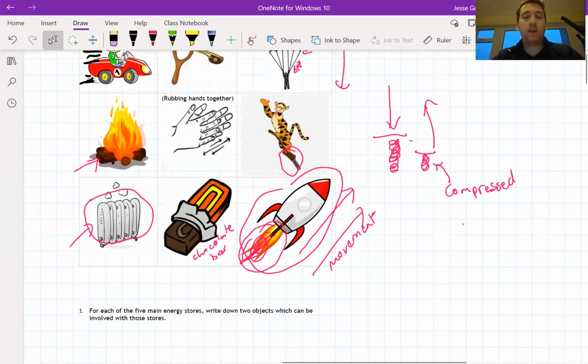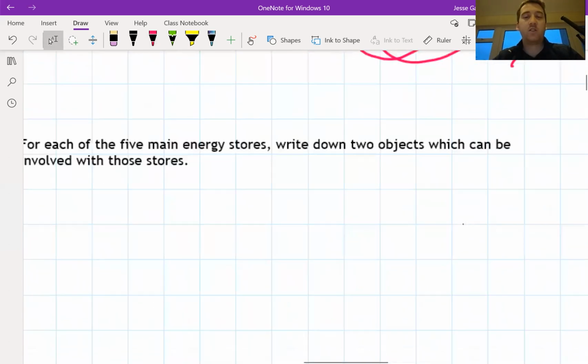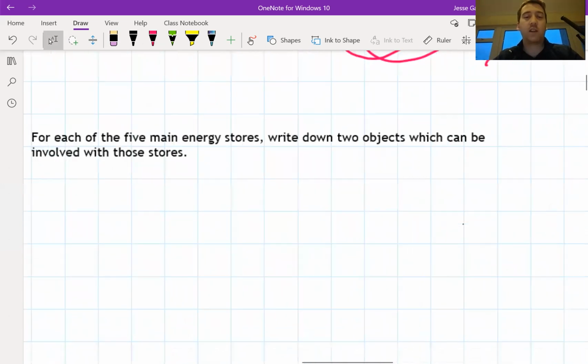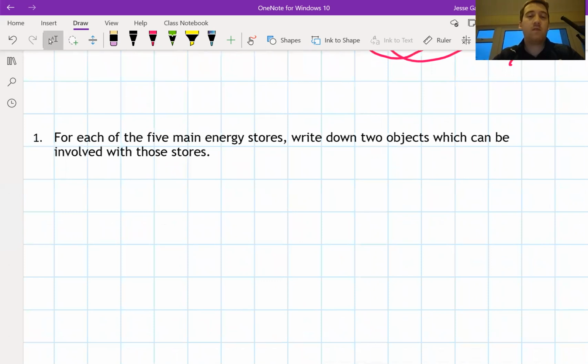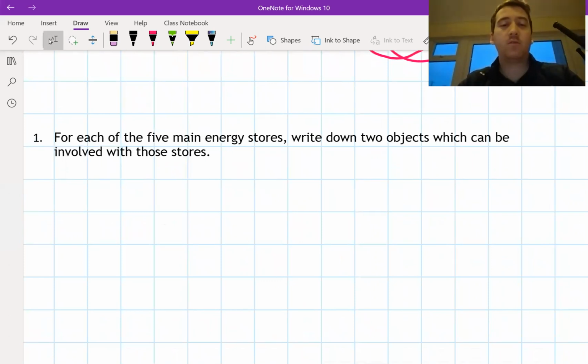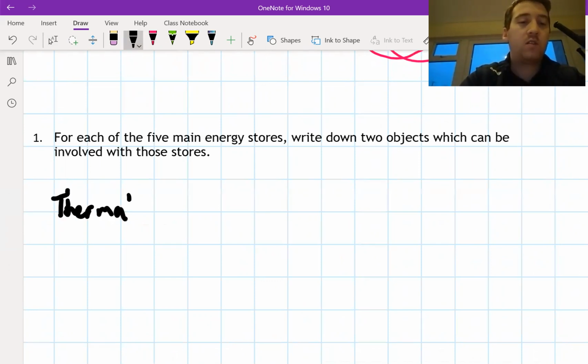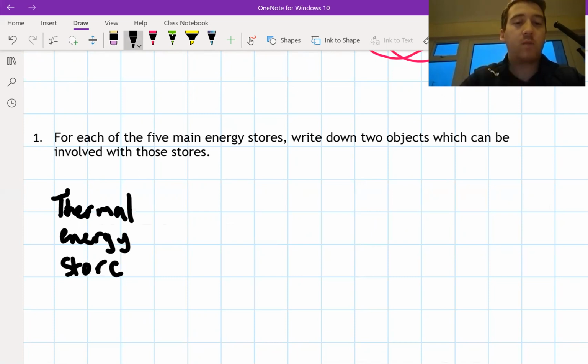What I want you to do now is for each of the 5 main energy stores, write down 2 objects which can be involved with those stores. So I'm going to show you how I would do the first one. So we've got the thermal energy store, and I'm going to talk about 2 objects that could be involved in the thermal energy store.